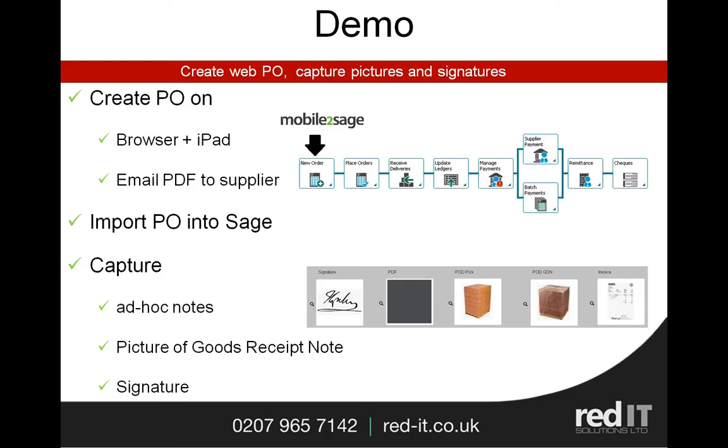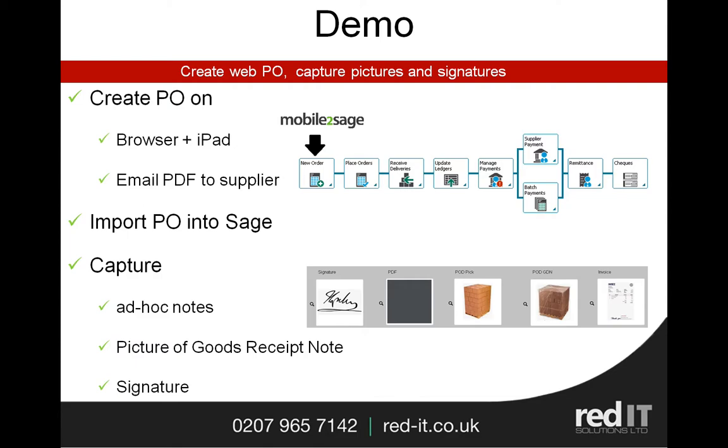So onto the demo. What are we going to do? Well, I'm going to start off by opening a browser up and just raising a purchase order. I'll then do the same thing on an iPad. And from both of those, I'll just send an email to the supplier.